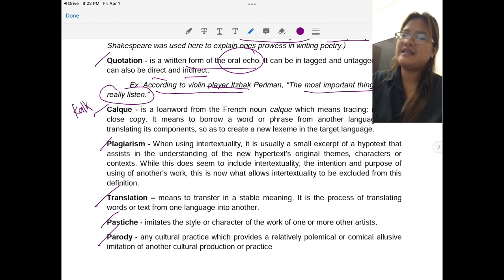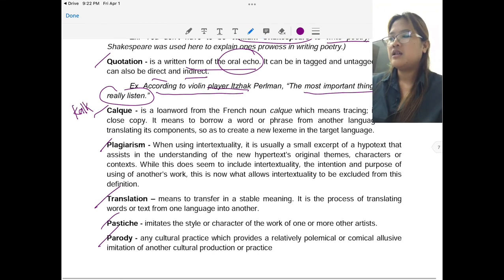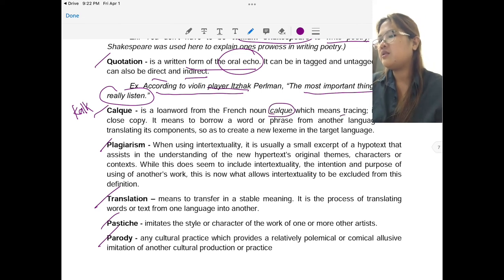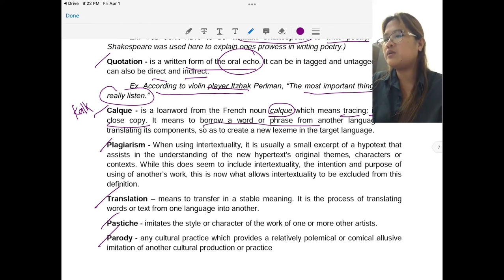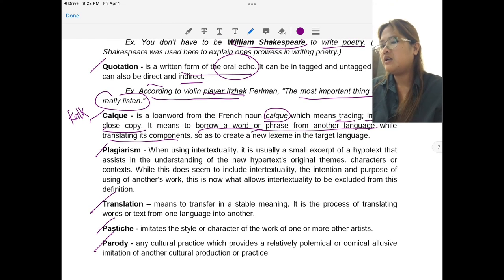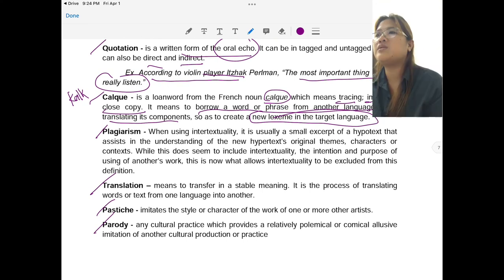Okay? Next is calque. Calque. So, a loan word from the French noun calque, which means tracing or imitation, or a close copy. It means to borrow a word or a phrase from another language while translating its components, as to create a new lexeme in the language. So you're borrowing, okay, a particular word from another language, okay? So, no translation.